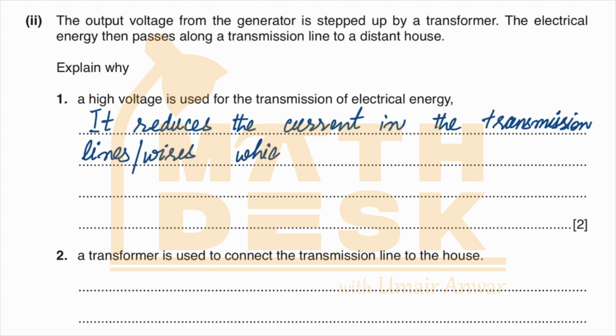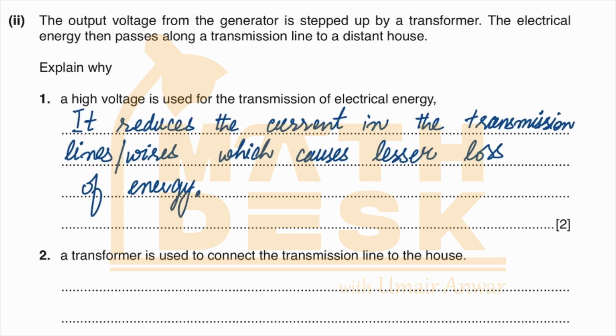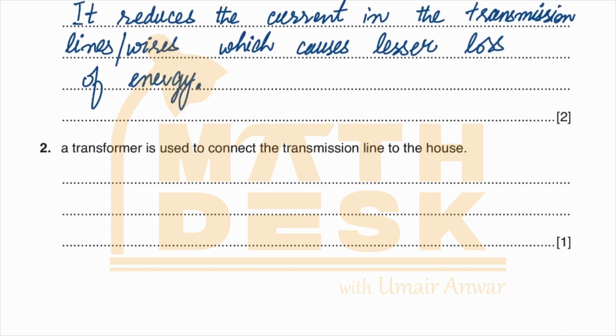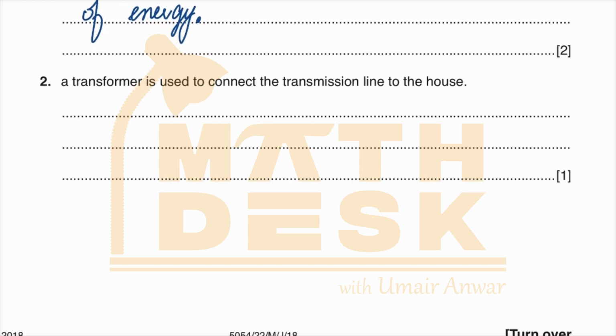which causes lesser loss of useful energy. So to reduce the energy loss, we raise the voltage, and as a result, when the voltage is raised, the current reduces. A transformer is used to connect the transmission line to the house.